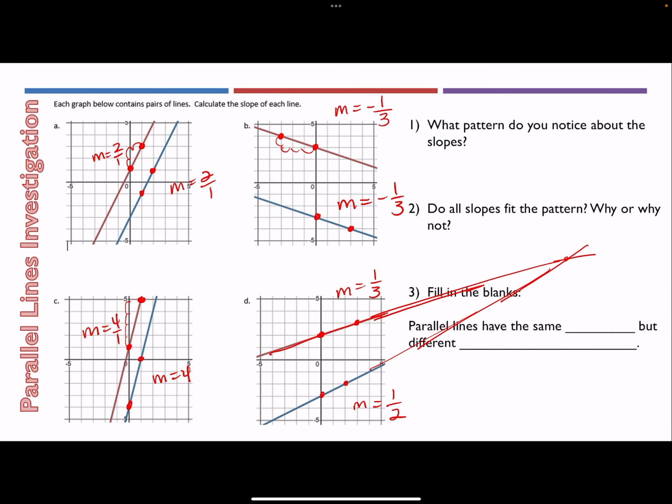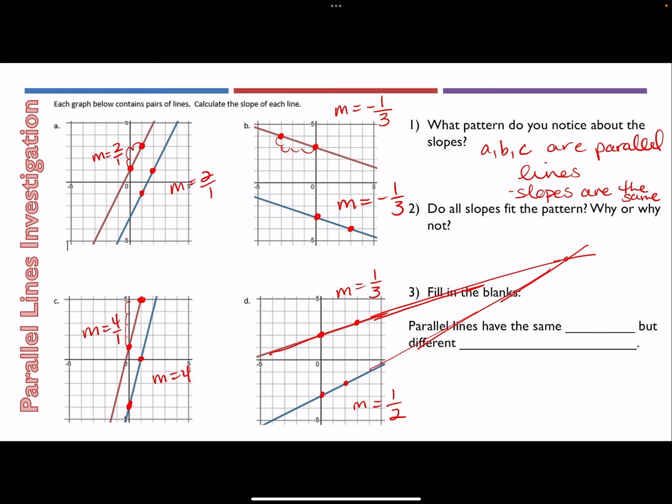So the questions: what pattern do you notice about the slopes? So A, B, and C are parallel lines, and their slopes are the same. And if you think about it, parallel lines never touch. They can never intersect, so they always have the same steepness. Well, the slope is the steepness of a line, right? So it should make sense that they have the same slope.